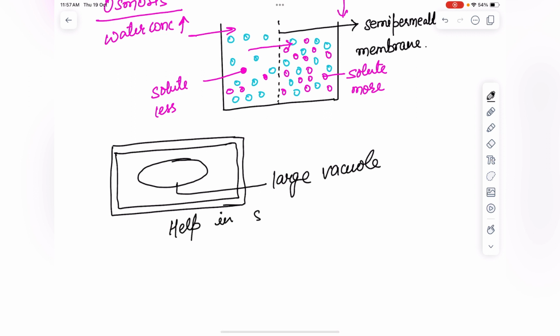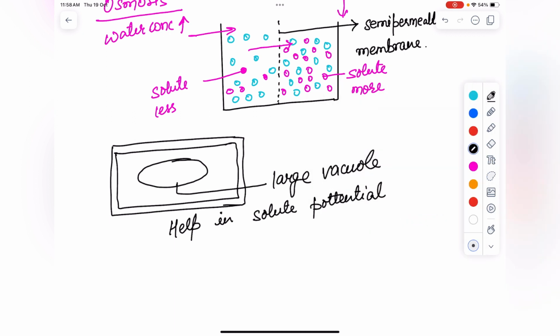In this plant cell, the cell membrane and the membrane of the vacuole together play an important role in determining the movement of molecules in and out of the cell. So the vacuole and the cell membrane help in the movement of molecules in and out. How will it take place?